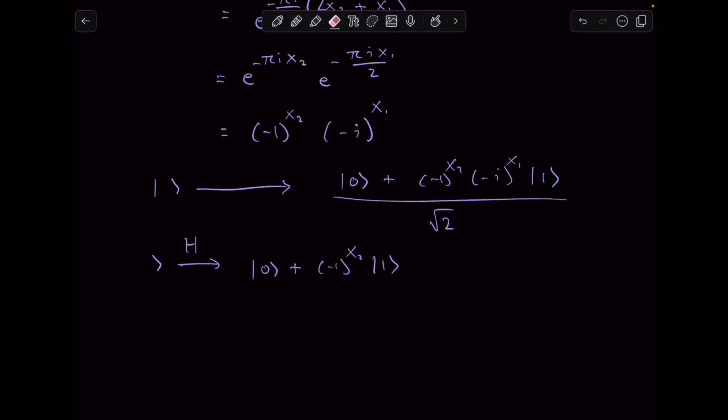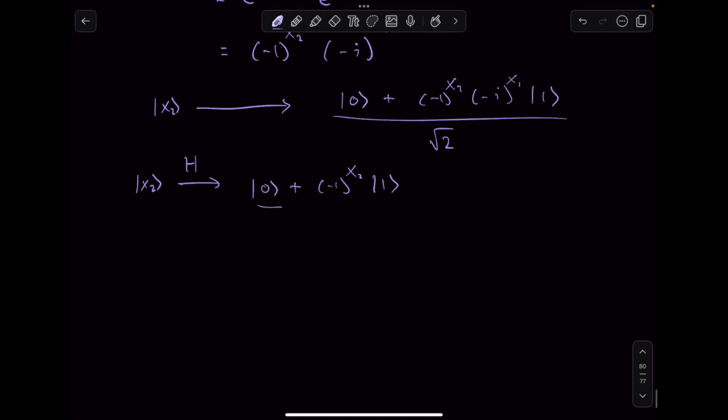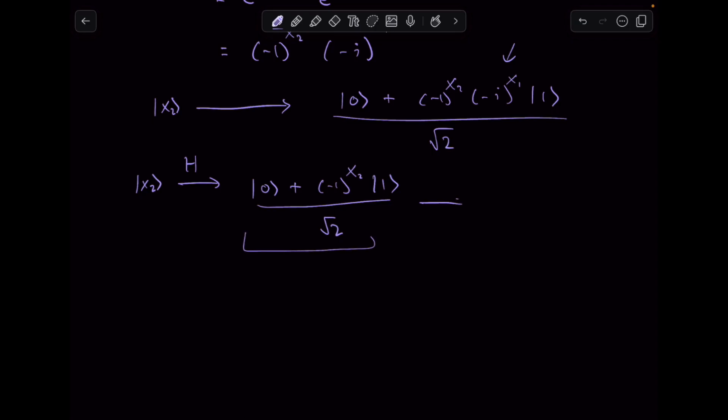Oh, sorry, not 0. We want x2. Yeah, so applying a Hadamard on the second qubit gives us this over root 2. And now we want to just add a phase gate conditioned on the first qubit. So we want to take a state like this and take it one step further and just add a particular phase.